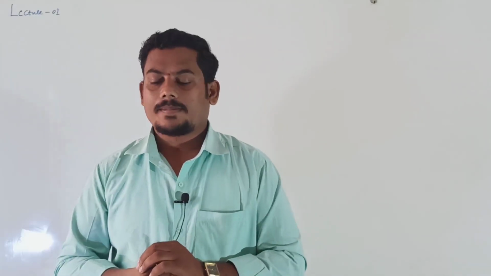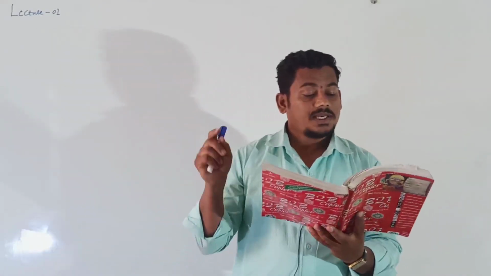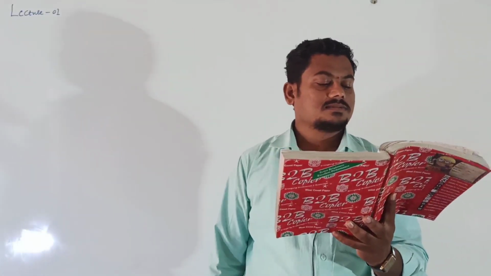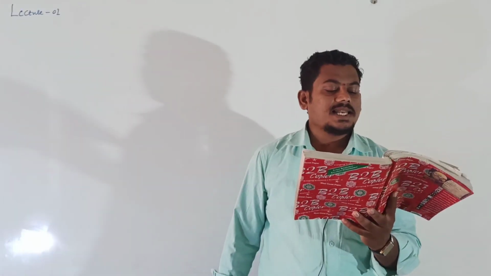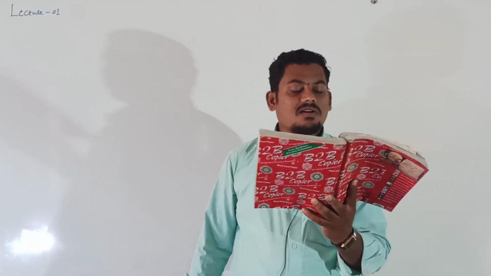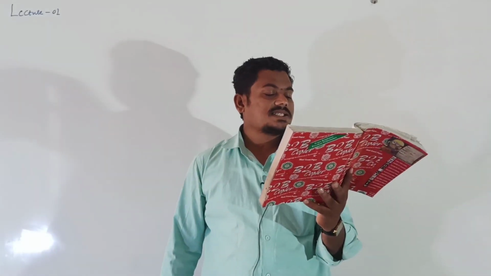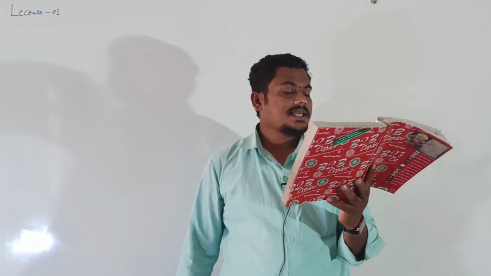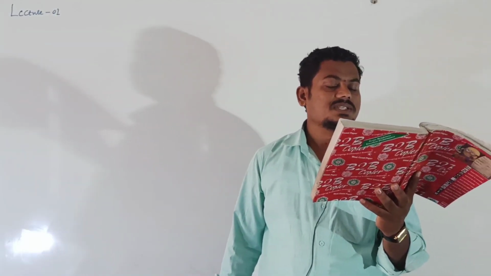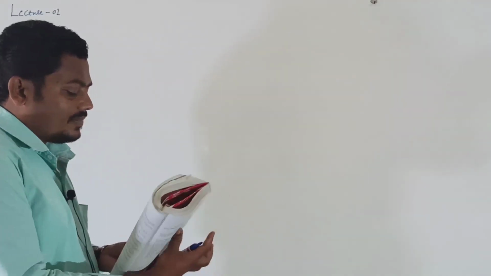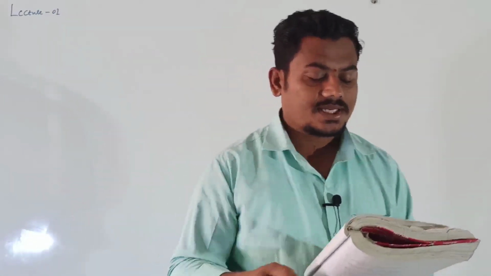Let's have next problem. In exercise 10.3, 18th question. If P is the length of the perpendicular drawn from origin to the line whose intercepts on the axes are A and B, then show that 1 by P square is equal to 1 by A square plus 1 by B square, right? Question number 18 in exercise 10.3.